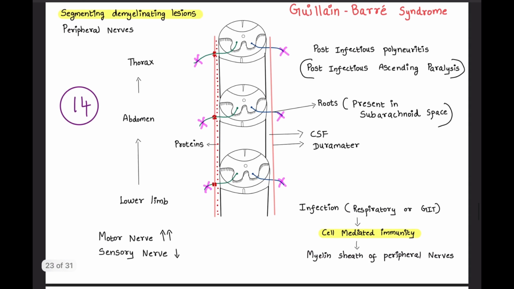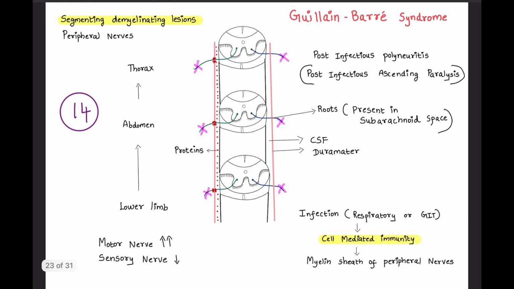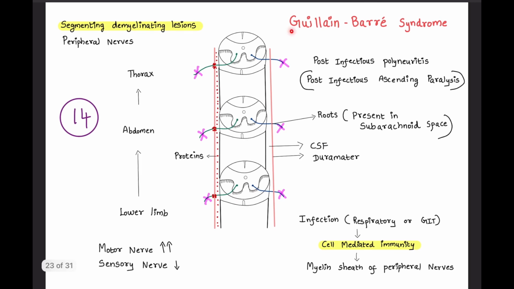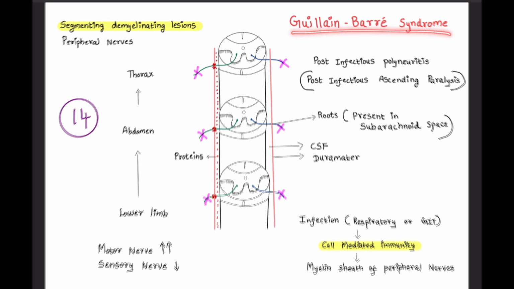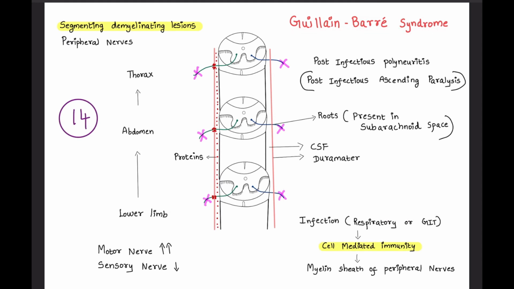The next case is a unique case. Here there is a segmental demyelinating lesion. We have discussed a demyelinating lesion before, that is in the dorsal column syndrome, where the patient has a Romberg sign because of the lesion in the fasciculus cuneatus and fasciculus gracilis tract. In the next case, there is a segmental demyelinating lesion. This condition is known as Guillain-Barré syndrome. Guillain-Barré syndrome involves only peripheral nerves.